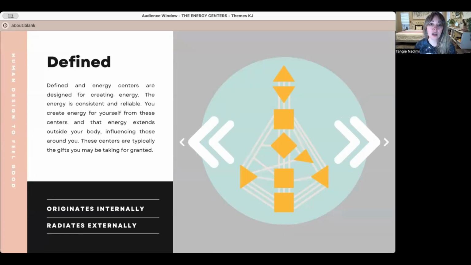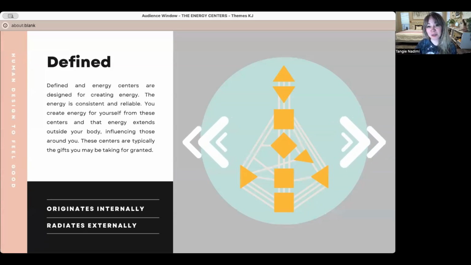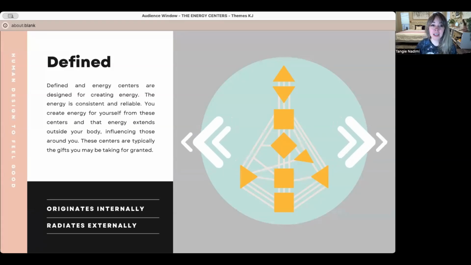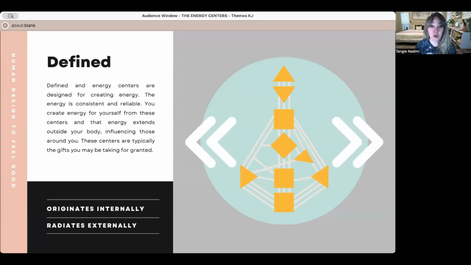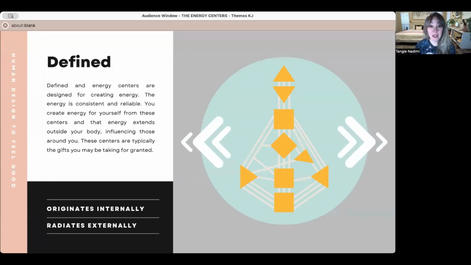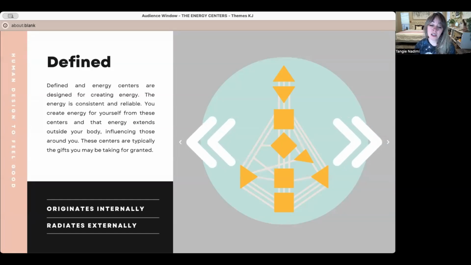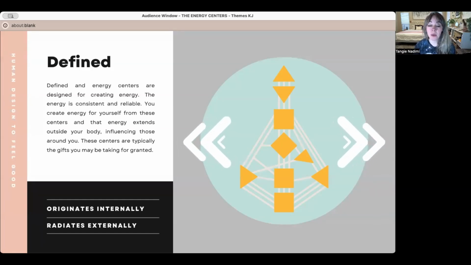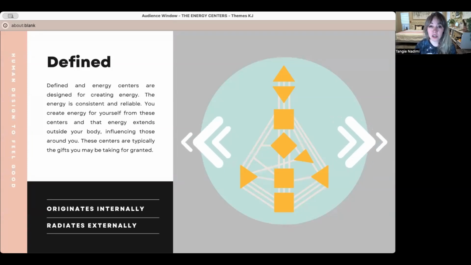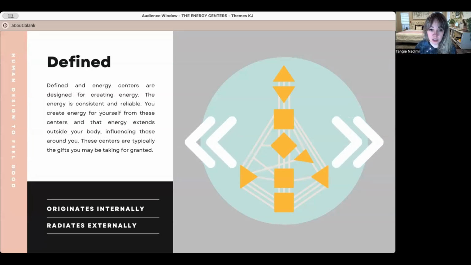And when you're looking at a chart, if an energy center is colored in, that is considered defined, not closed, but defined. And defined energy centers are designed for creating energy. So anytime you see a defined energy center in a chart, you know immediately that that energy originates internally and then radiates externally. That's what we mean by absorbing and amplifying energy. The person with the definition is the person that's creating the energy.